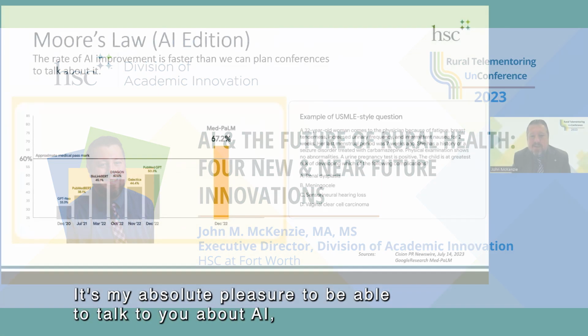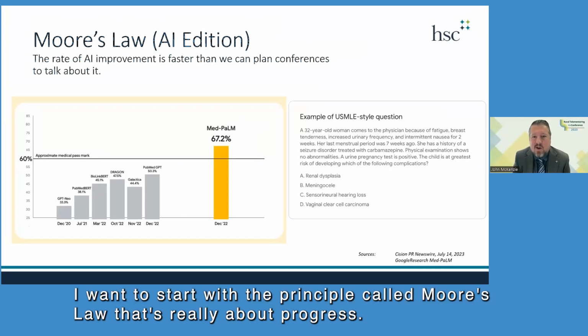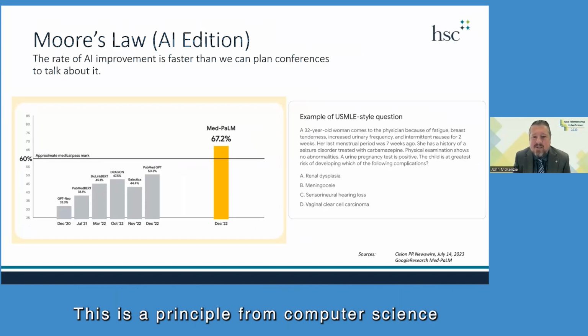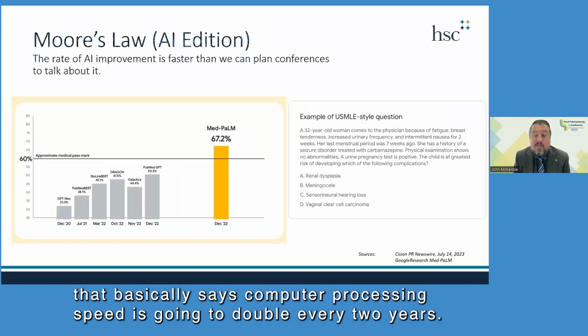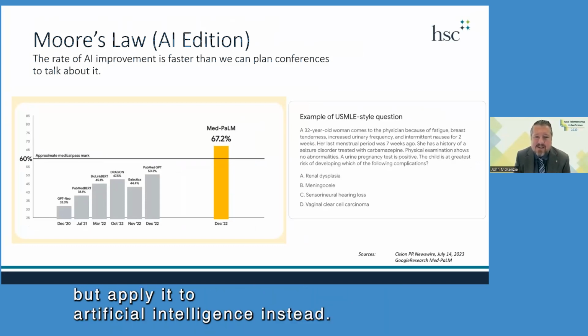It's my absolute pleasure to be able to talk to you about AI and the future of rural healthcare. I want to start with a principle called Moore's Law that's really about progress. This is a principle from computer science that basically says computer processing speed is going to double every 2 years. And I want you to think about that principle, but apply it to artificial intelligence instead.